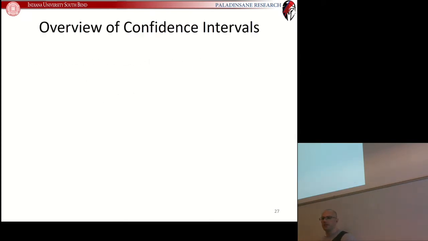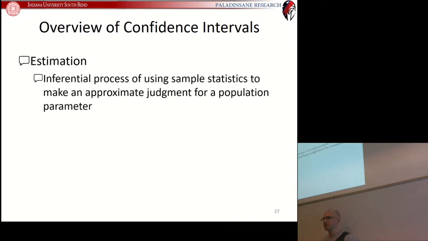All right, so an overview of confidence intervals. When you're asking about how big something is, when you're asking about the size of the effect, what we're asking about is an estimation. An estimation is an inferential statistical procedure, so still inferential stats. But it's where you use a sample statistic to make an approximate judgment for some population parameter. So you take a look at your sample, and based on those raw scores, you make an estimate about what is the case for the population.